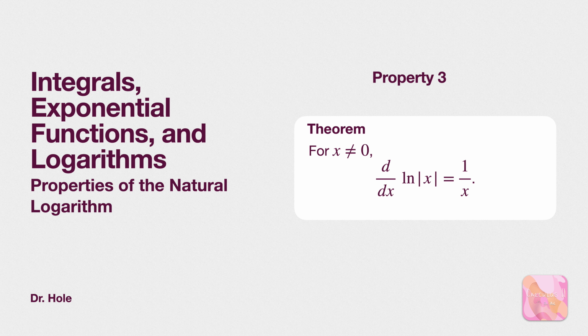And then taking the red graph and the blue graph together is the graph of the natural log of the absolute value of x.